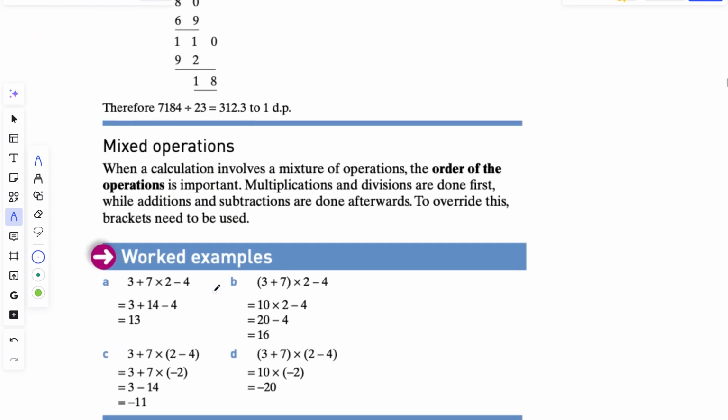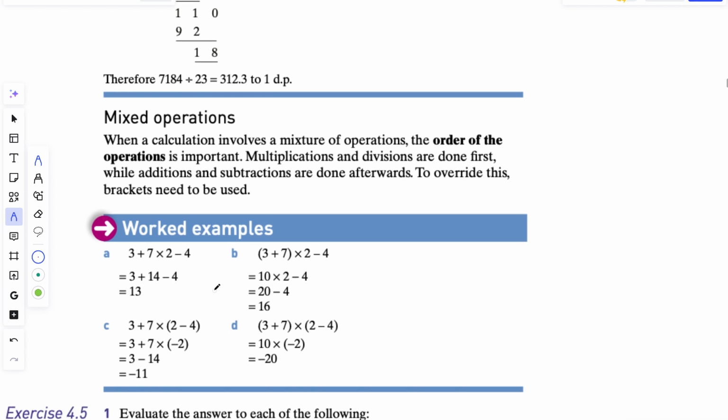Now let's go to mixed operation. We've done mixed operation in chapter 3, with BODMAS. We're going to repeat it a little bit, even if it's just 1 or 2 examples. Mixed operation means you follow what we call BODMAS. If you say BODMAS, B is the bracket.